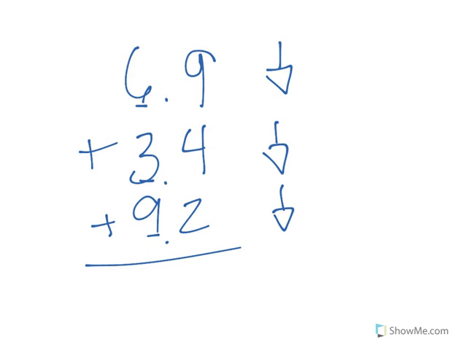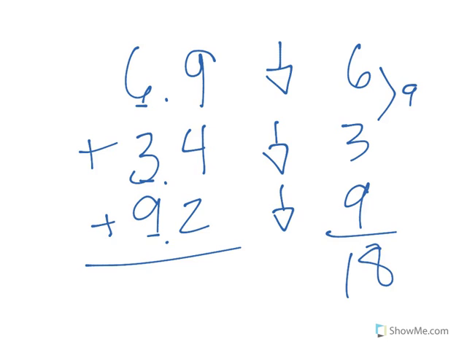If we were rounding 6.9, we could round it to 6. Now we're only going to do this if it's asking us to find the range. 3.4 we'd round down to 3. 9.2 we round down to 9. So if we were estimating a range, the lowest this answer could possibly be is 6 plus 3 is 9, 9 plus 9 is 18.